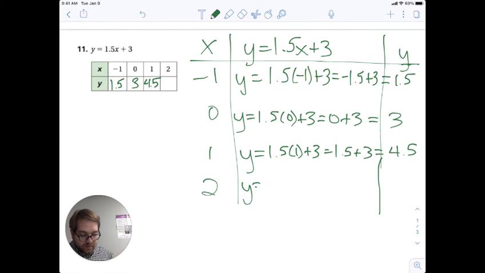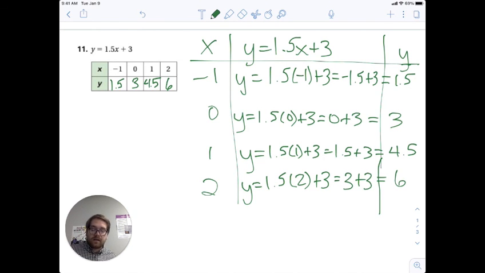Lastly is 2. Y is equal to 1.5 times 2 plus 3. 1.5 times 2 is 3. 3 plus 3 is equal to 6. Again, use your calculator where necessary. And so there's my range, 1.5, 3, 4.5, and 6, based off of the domain values that were given to me. So I took my domain, plugged it into this function, and I get out my range. And that's how you're going to find the range of the functions given some domain values.